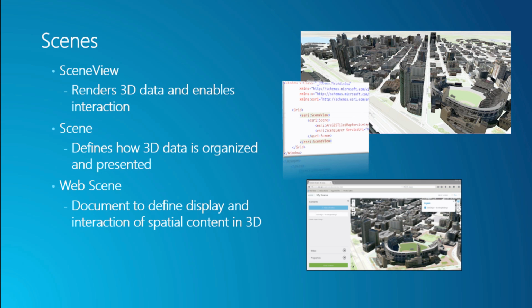The scene view contains a scene. So the scene actually defines and contains layers, right? The layers that you want to present in your 3D context. And those are organized and presented by the scene view. There's also a concept of a web scene. And a web scene is really a common specification, a document that's used to define the contents of a scene and how you display or interact with that scene.